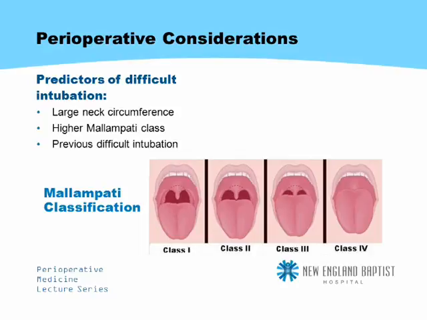The Mallampati classification is pretty straightforward, very easy to see, and anybody on a physical exam can review it. So class 1, you can see right through to the oropharynx, and class 4 you don't see anything, and class 2 and 3 are somewhere in between. In class 3 you don't see the tip of the uvula. So this is a good guidance to predict if somebody may be a difficult intubation, with 3 and 4 being definitely more worrisome.